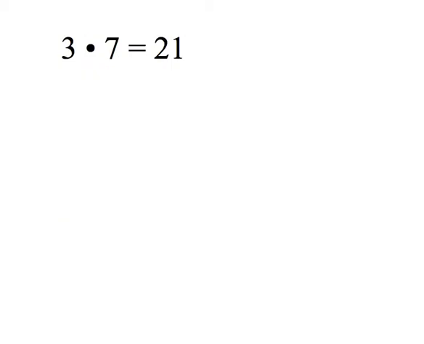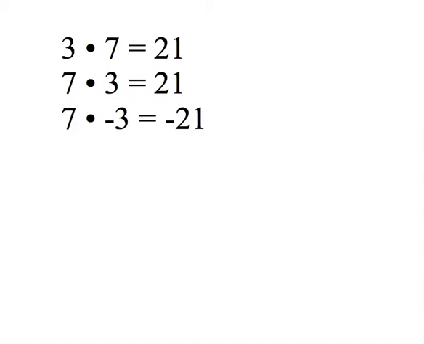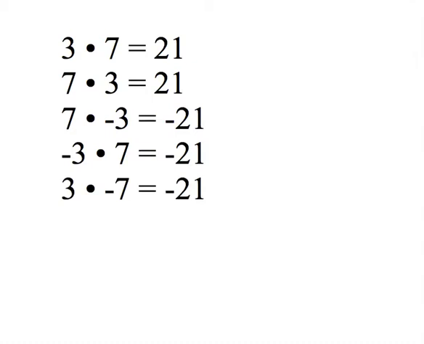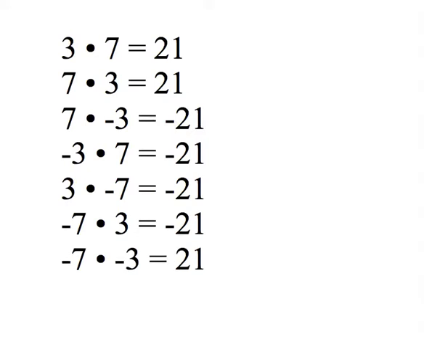So we have 3 times 7 is equal to 21. 7 times 3 is also 21. 7 times negative 3 is negative 21. Negative 3 times 7 is negative 21. 3 times negative 7 is negative 21. Negative 7 times 3 is negative 21. Negative 7 times negative 3 is 21. And negative 3 times negative 7 is also 21.